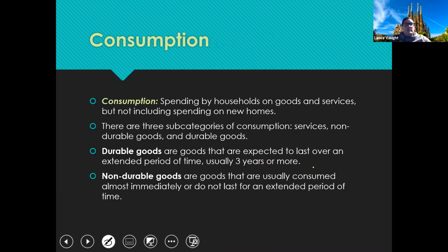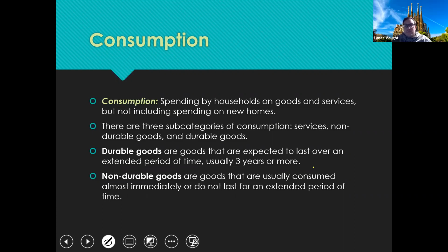Consumption is going to be the largest component of GDP. So consumption is basically just spending by households on goods and services, but not including spending on new homes. New homes are going to count towards GDP because there's some sort of productivity happening and there's a value attached to it. So selling homes that already exist, yeah, there's an appreciation in value because of market forces, but not because of productivity. So we're not measuring the value of the market, we're measuring the actual production value.